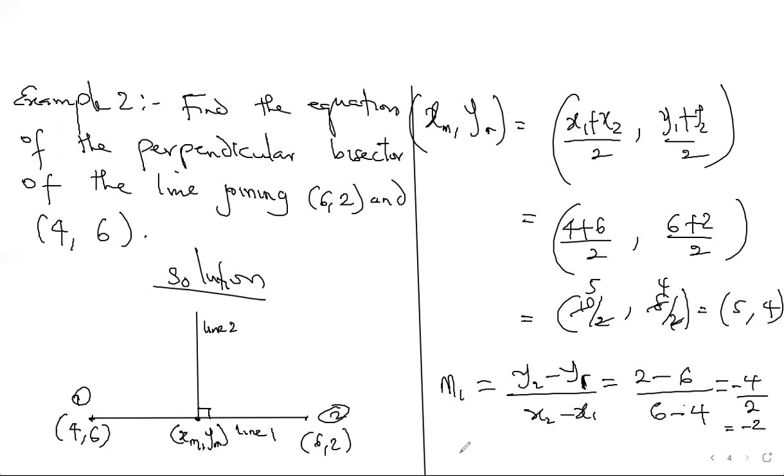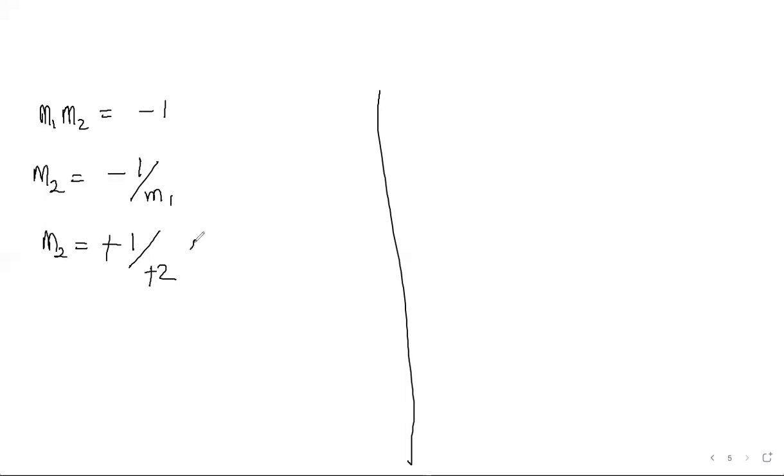So I can use that relationship to figure out the gradient of the second one. So what is the relationship? Recall that the product of the two gradients must be equal to -1. It means that m2 will be -1 over m1. So m2 will be -1 over -2. So this minus cancels this minus. It means that m2 will be half.